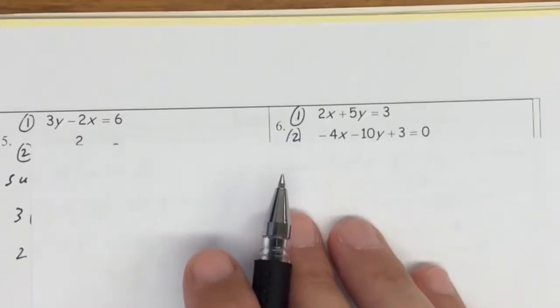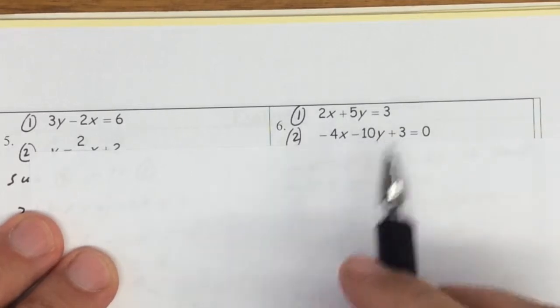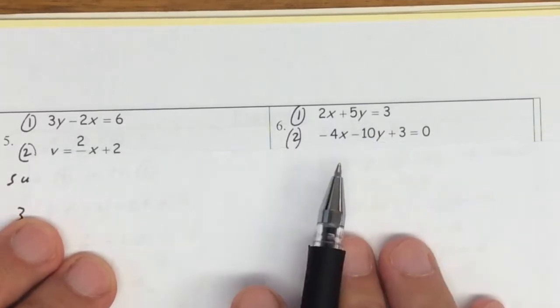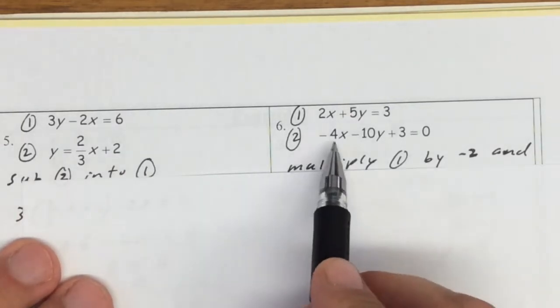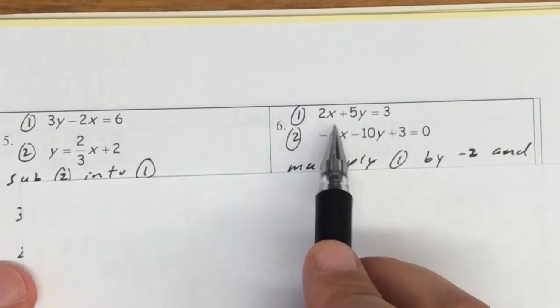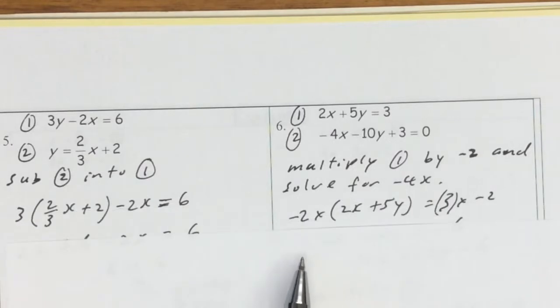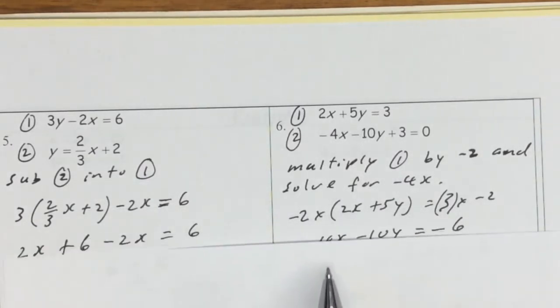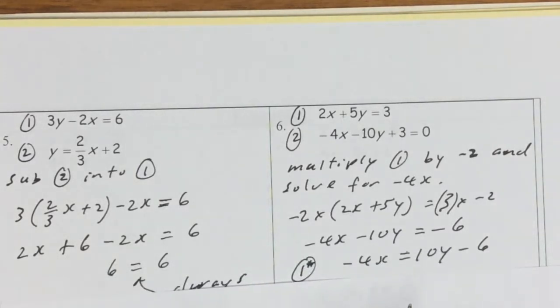The next example, 2x plus 5y equals 3. And this one, well, multiply 1 by negative 2, and then we get a negative 4x. Okay, so this is the trick I was talking about earlier. So now we're going to solve for negative 4x in the first equation. So multiply by negative 2 on both sides. We get a negative 4x in the first equation. And solving for negative 4x, we get this 1 star.